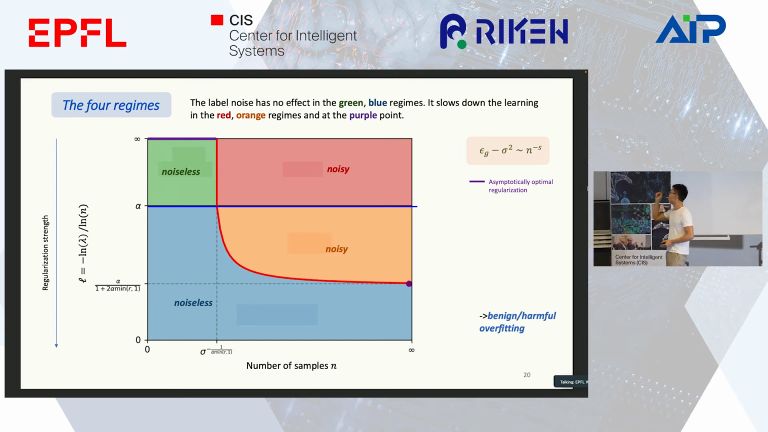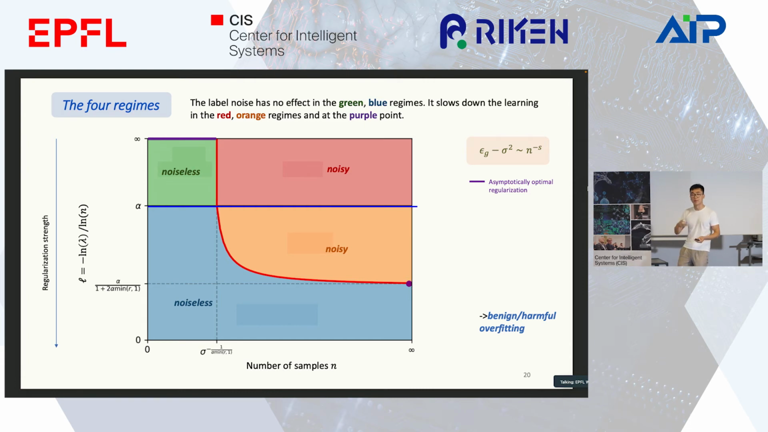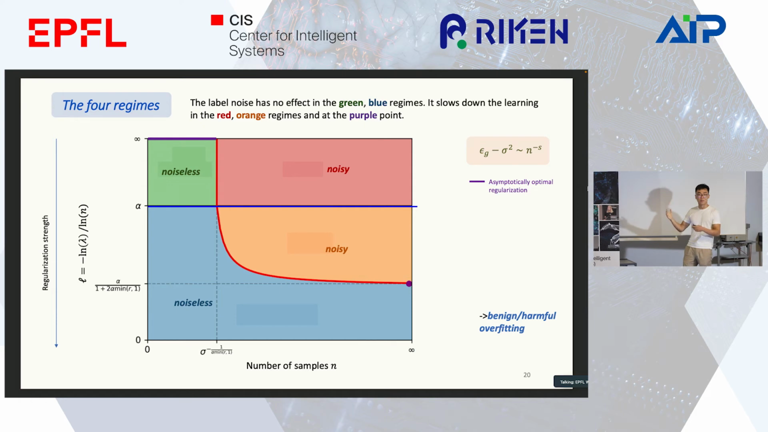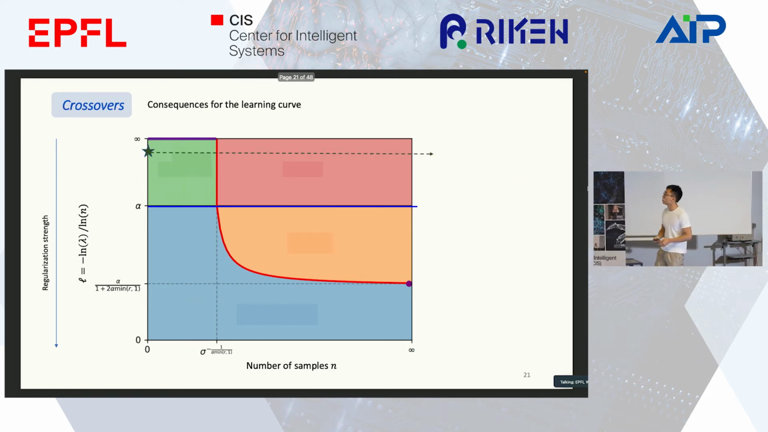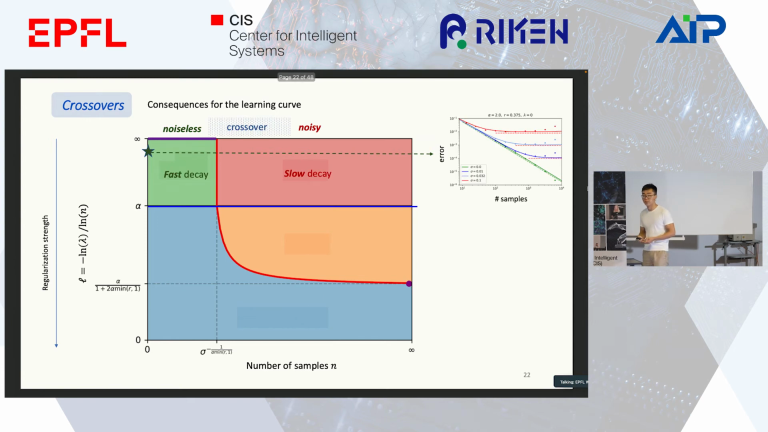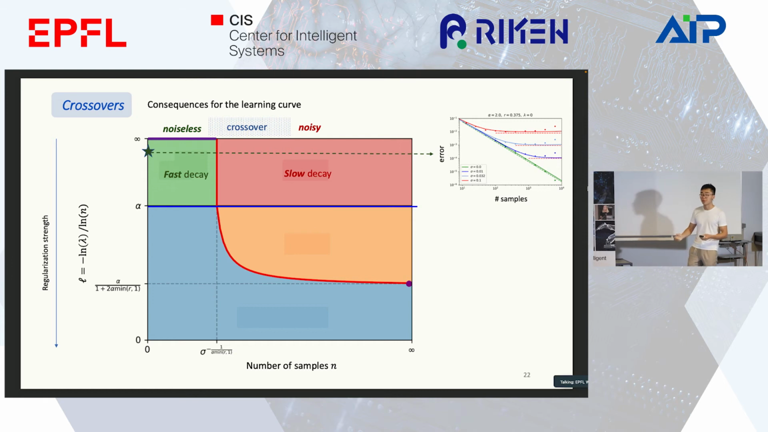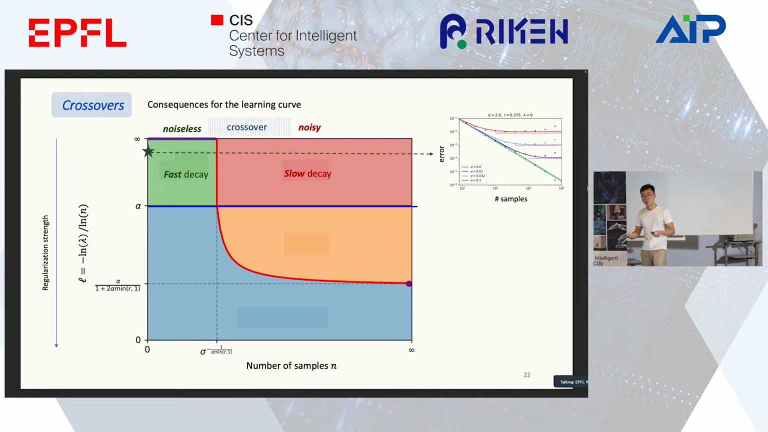Conversely, the noise has an effect in the other two regimes, the orange and the red. The learning task is effectively noisy, and therefore these two regimes are characterized by a much slower decay rate. And you can actually see that on learning curves. So when you have a small train set, you find yourself in either the blue or green noiseless regime, and therefore at the beginning you learn very fast. The learning task is effectively noiseless, and you see that the error decay is very fast.